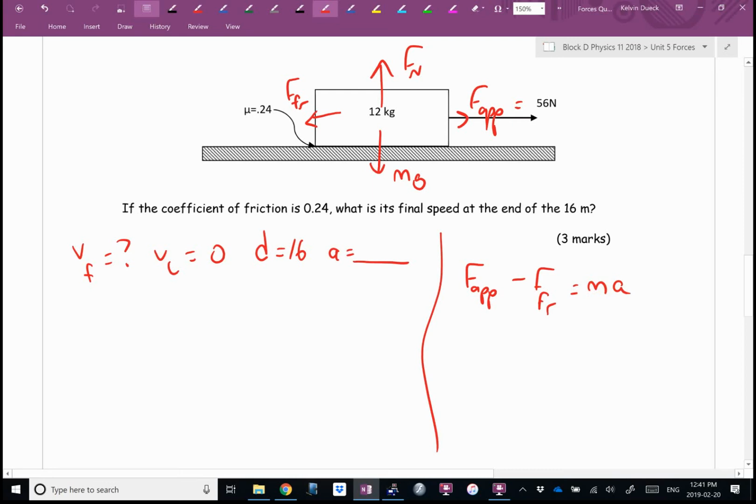What do they want me to find? Vf. What do I need to find Vf? A. So I'll get the A by itself. It's going to be F applied minus friction is what times what? My brain would think mu times the normal force, but then my brain would say, I don't know the normal force. Oh, but look. I know another force that has to be the same size as a normal force. In this diagram, the normal force is mu mg.